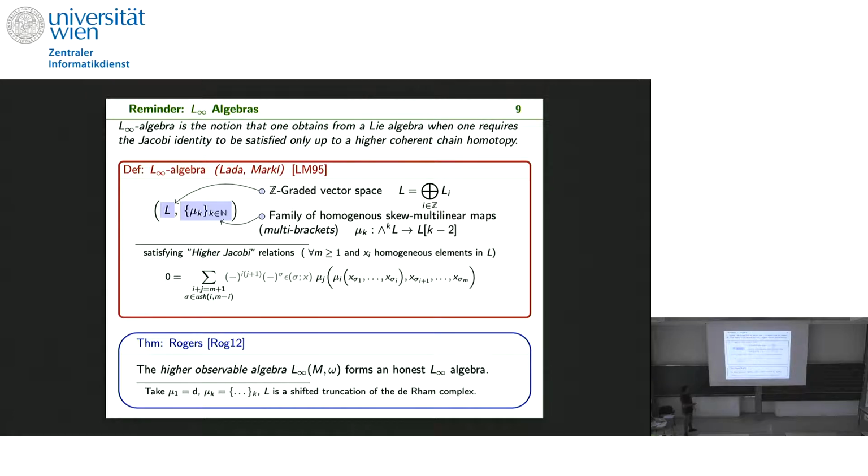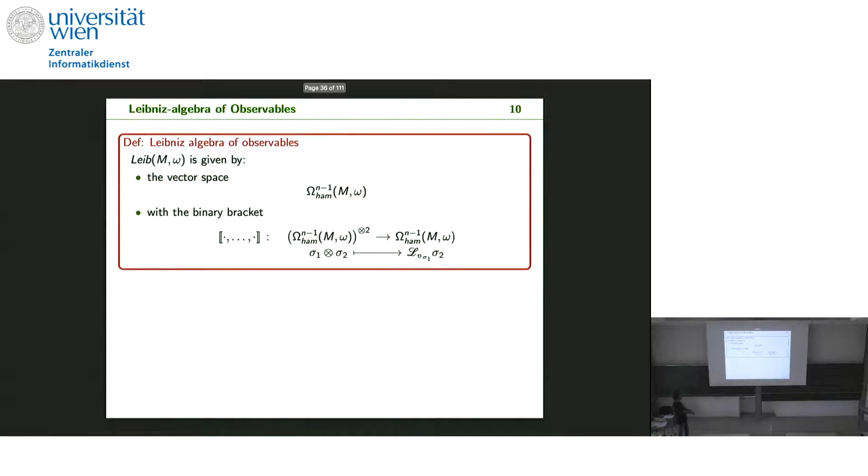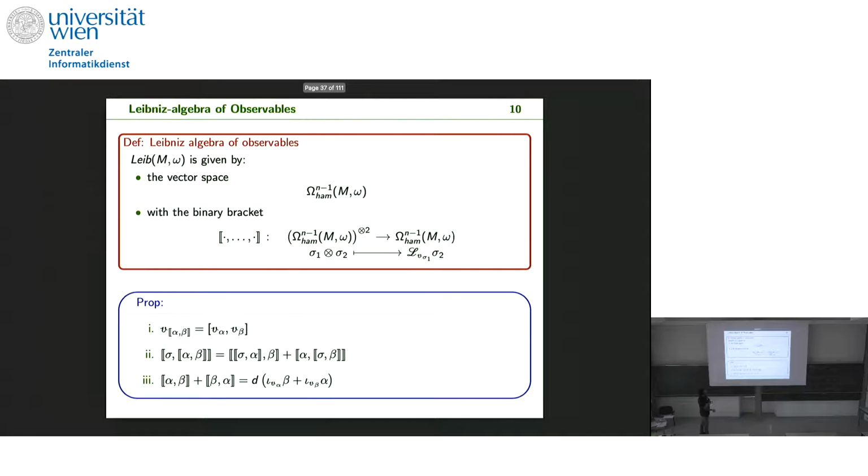And that's it. These are the details I already said, because the underlying graded vector space here is a truncation of the de Rham complex. Okay, so this is the L-infinity part, but there is also the Leibniz part. What is the Leibniz algebra of observables? Again, it is a vector space of Hamiltonian forms together with the binary bracket. And these objects satisfy interesting properties.